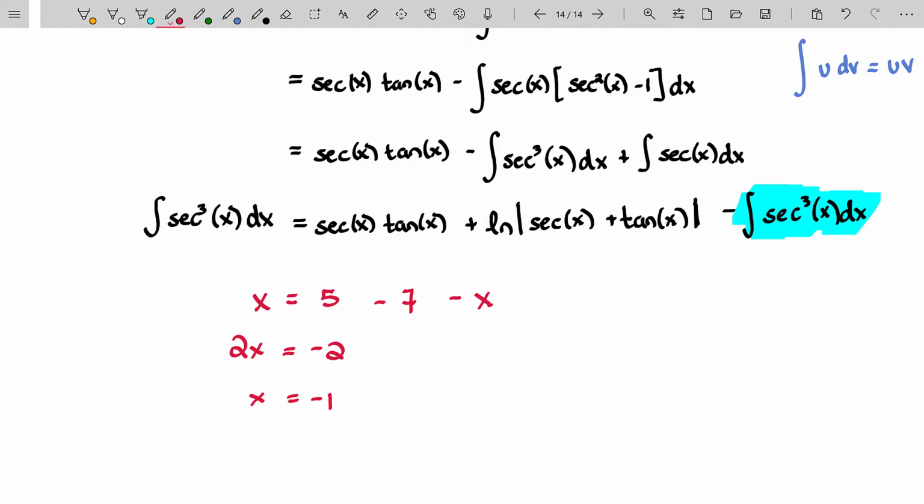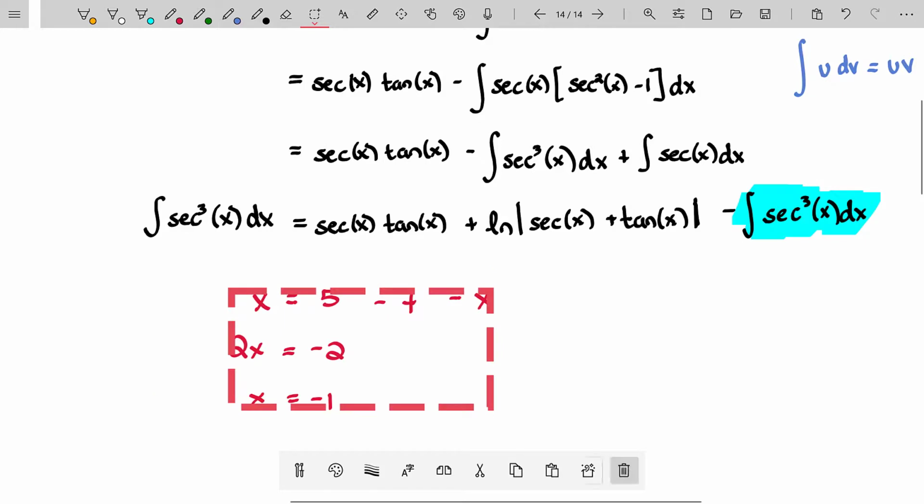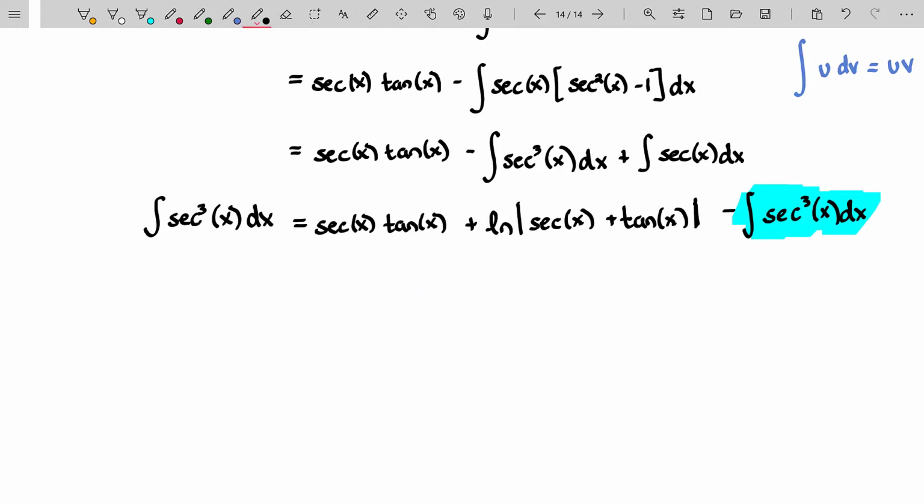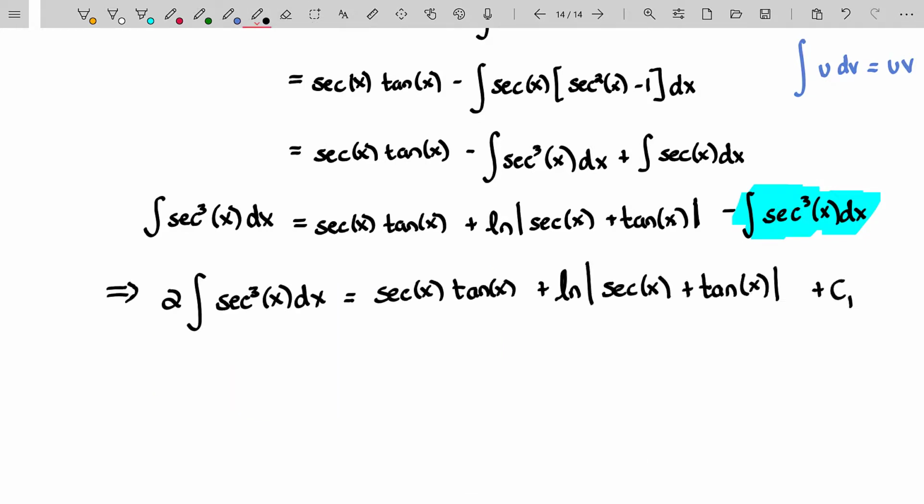So I'm going to add the integral of secant cubed to both sides to get rid of that on the right-hand side, and I'll get the following. 2 times the integral of the secant cubed of x dx is equal to the secant times the tangent plus the natural log absolute value of the secant plus the tangent, and then plus some constant of integration.